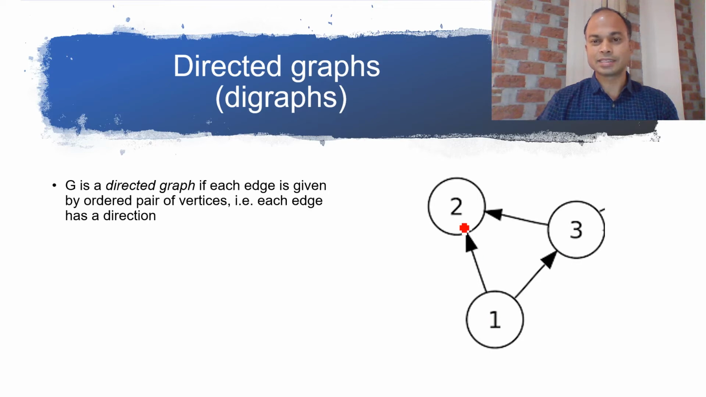The directed edge 1 to 2 simply means this is not equal to 2 to 1. Similarly, 3 to 2 does not equal 2 to 3. Similarly, 1 to 3 does not equal 3 to 1. I mean, we have a path from 1 to 2, but there is no path from 2 to 1. This concept is called a directed graph. I mean, directions are given to every edge.